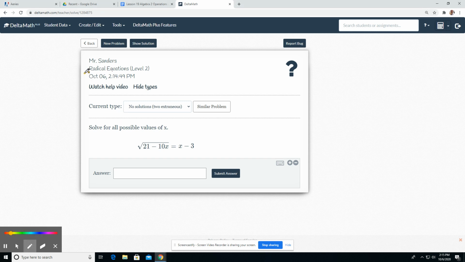For this one, we're still on radical equations level 2. And I made sure that there are no solutions here. So there's 2 extraneous solutions. What does that mean? It means we have to plug in our answers to see if they work or not.